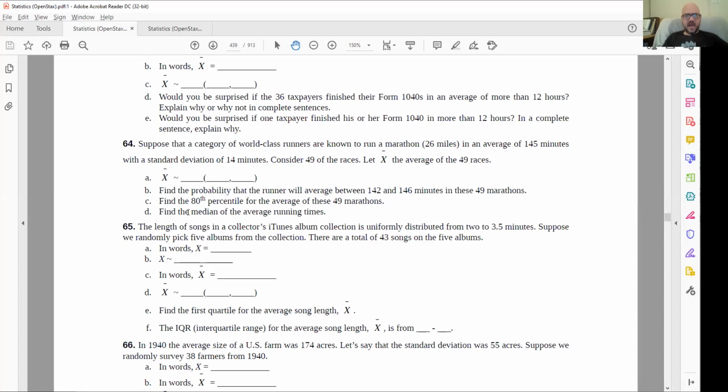Find the median of the average running times. Well, normal distributions are symmetrical. Median is the same as the mean in symmetrical distributions. The mean here is 145, so the median is 145.